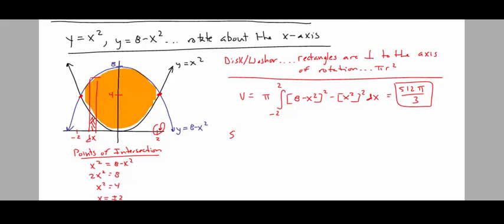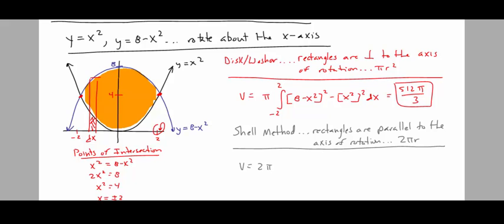Let's also use the shell method. Now the shell method is going to be more difficult for this one because I have two regions. Now let's remember, shell method rectangles are parallel to the axis of rotation. And I want to think about circumference here. So that would be 2 pi r.